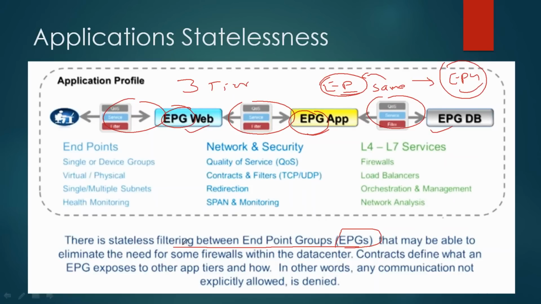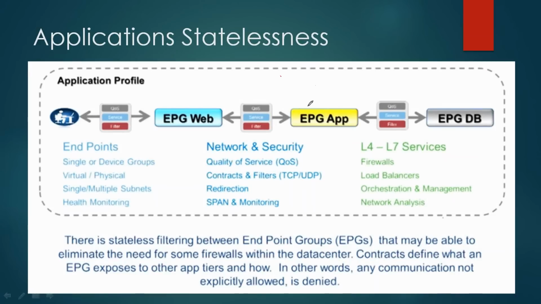Now there is a stateless filter between endpoint groups that may be able to eliminate the need for some firewalls within the data center. Contracts define, and again this is a new term, contract, we'll see what this is. Contracts define what an EPG exposes to other app tiers and how. In other words, any communication is not explicitly allowed.